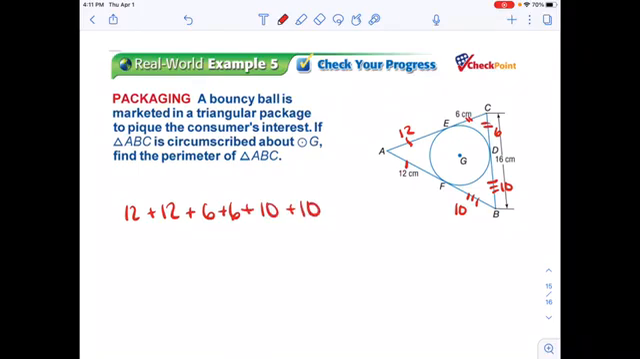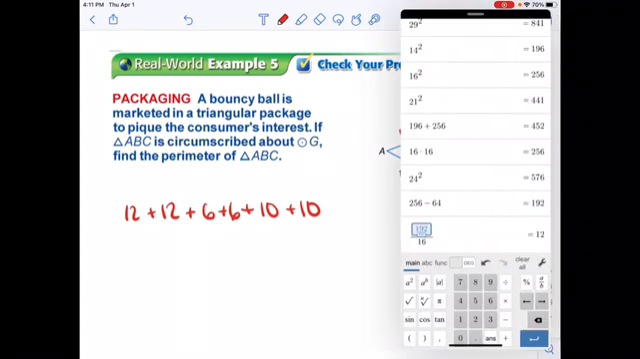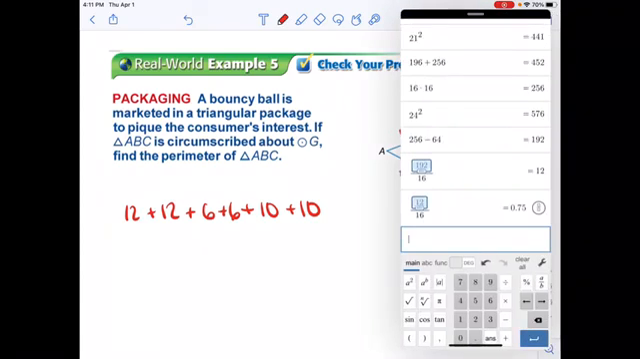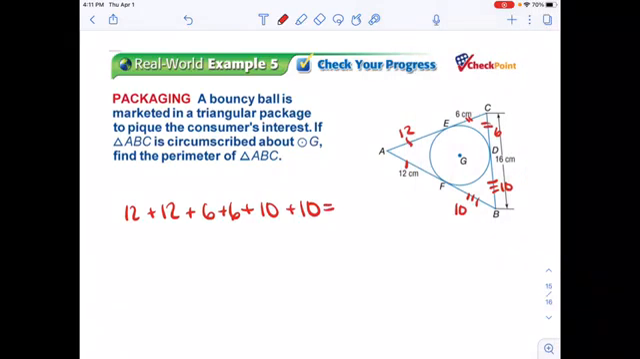And let's see, we get 10 plus 10. Let's just come over here. We have a calculator to use, why not? We get 56. So 56 centimeters is our perimeter.